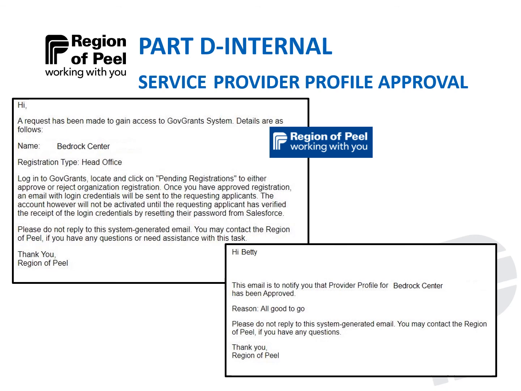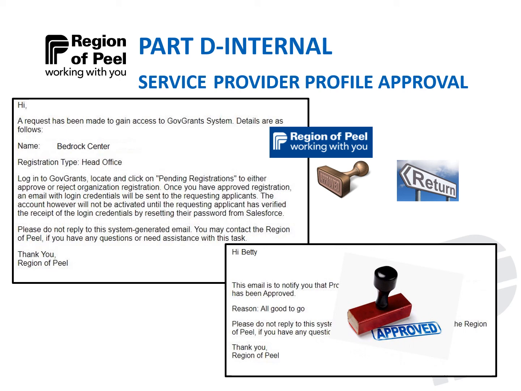The 2 forms that the service provider completed will now be the responsibility of the Community Investment Program Specialist to review the information on the Community Investment Program and Authorized Members forms. After reviewing the 2 forms, the specialist will either approve or send back for revisions. The service provider will now receive an email from the Region of Peel advising that their provider profile has been approved. The provider is now approved and they will be able to apply for the available funding through the Region of Peel GovGrants technology.